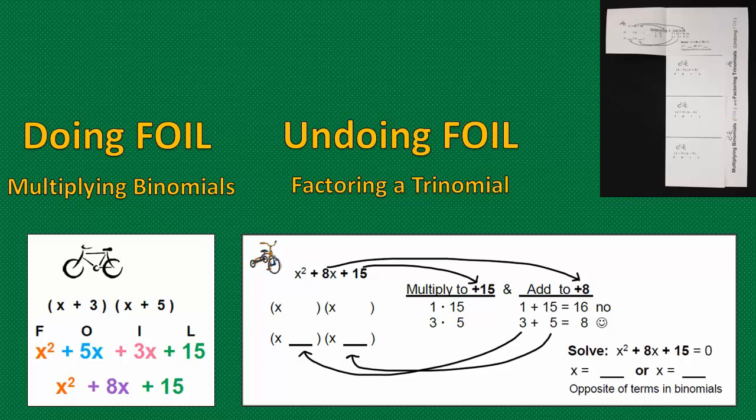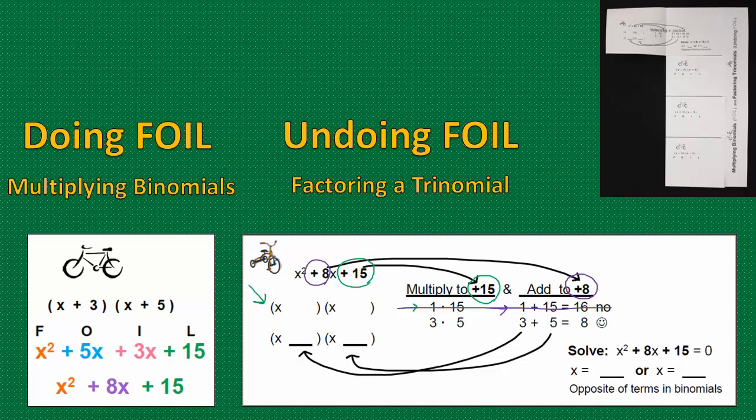We will start by setting up two sets of parentheses for our binomials with an x at the beginning of each one. Then we'll start looking for two numbers that multiply to 15 and at the same time add to 8. It's easy to start with 1. 1 times 15 is 15. But when we add 1 plus 15, we get 16 and not 8. So this is not what we were looking for.